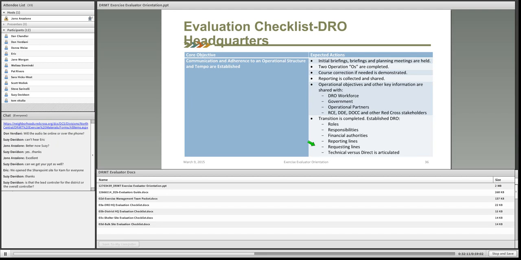Here's another objective, communication and adherence to an operational structure and tempo. You'll see that we are requiring 2 operational periods completed, hence the reason we're doing 72 hours of exercise play. Typically that allows for whatever disaster to hit, the DRMT to deploy, and then 2 full operational periods to be exercised. Reporting is collected and shared, operational objectives are shared, and then transition is complete for the DRO, roles, responsibilities, fiscal authority, reporting lines, etc.